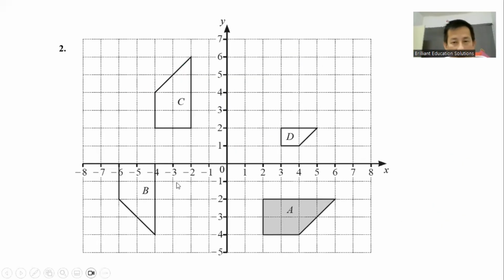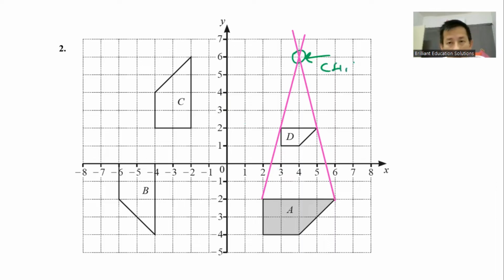Okay, when we find the center of enlargement, draw a straight line. This is easy, straightforward. Draw another one here. There you go. The center over here is at the intersection point, 4, 6.